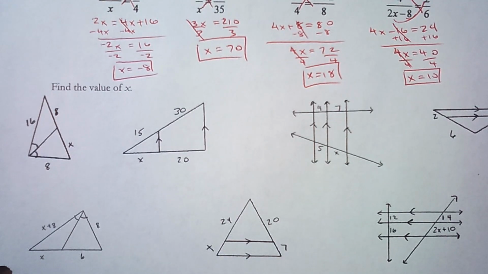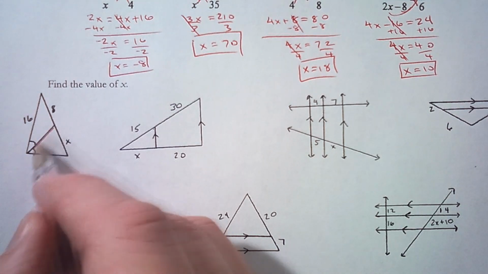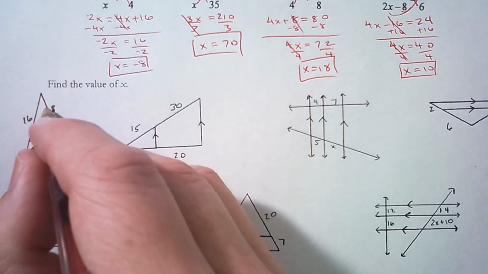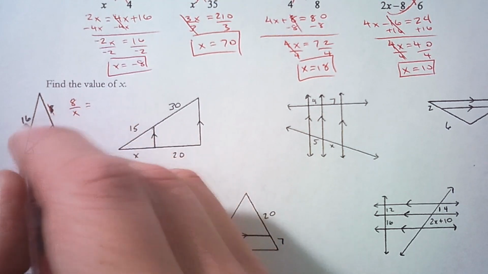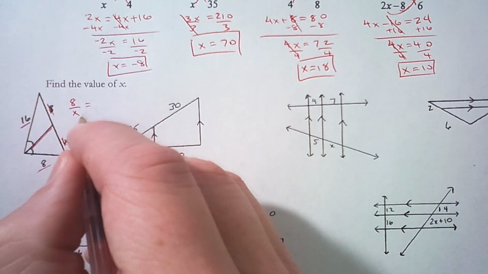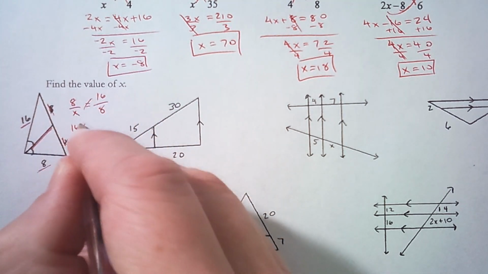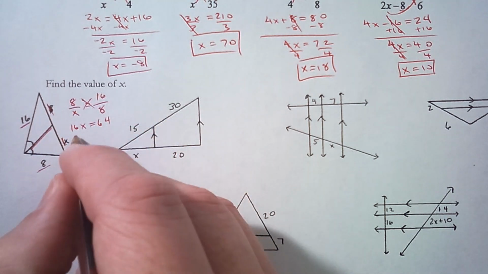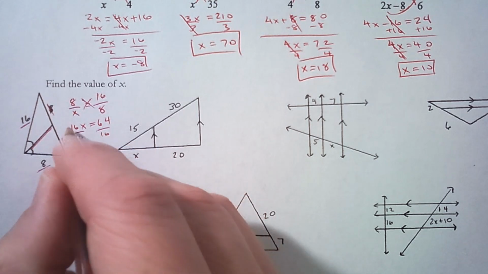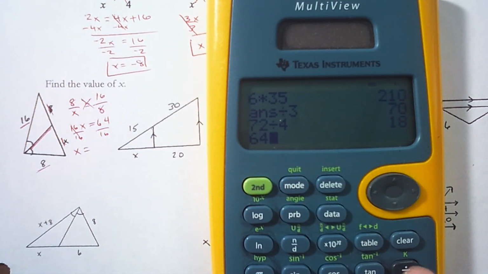Next, we will use some proportionality theorems. So here is an angle bisector in a triangle. So that means that 8 is to x as 16 is to 8. Okay, so our cross products are 16x and 64, and divide by 16. So 64 divided by 16 is 4.